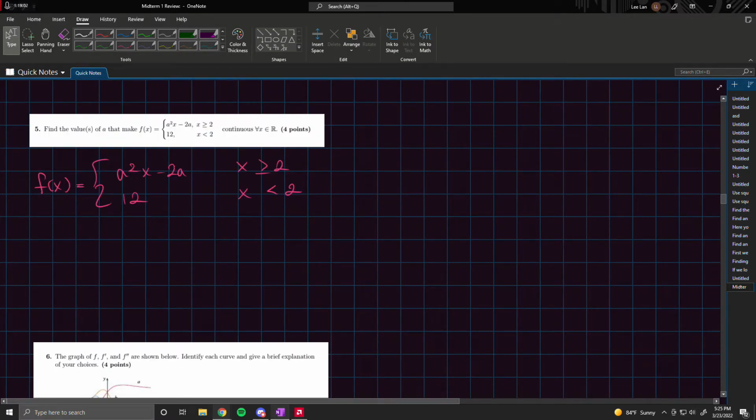So you have two types of functions here, and the only thing that makes one over the other is your x value. It's only this when your x value is greater than 2, and it's only 12 when your x value is less than 2. So let's start with the easier part, right? What is 12? This is y equals 12. What does that look like?